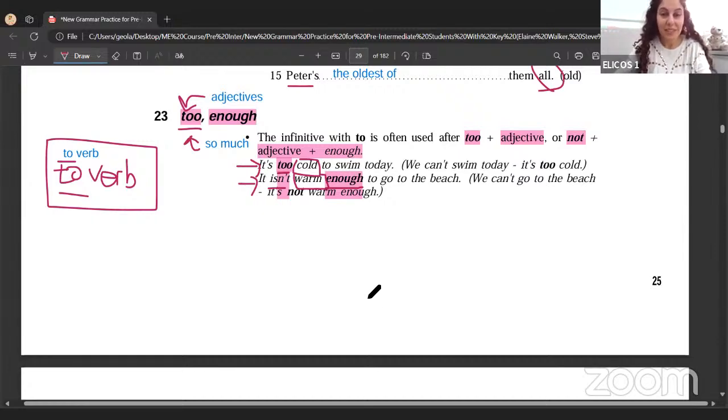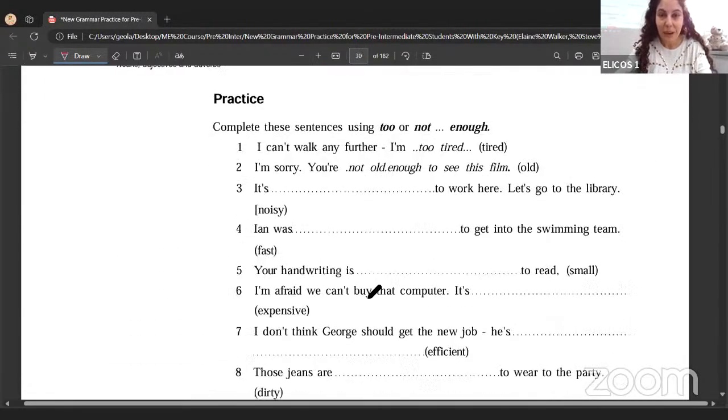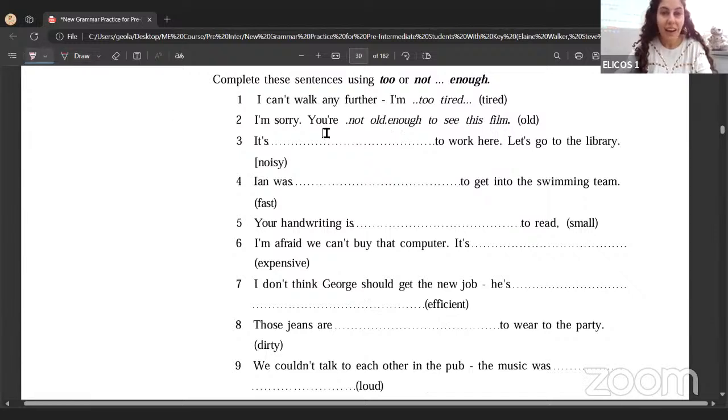Okay, so let's practice with some sentences. I'll do the first two. I can't walk any further. I'm too tired. We can see this adjective here, tired. I know it has an ED and you think, is it a verb? It's an adjective. So it's still, I'm too tired. Like I'm very tired.